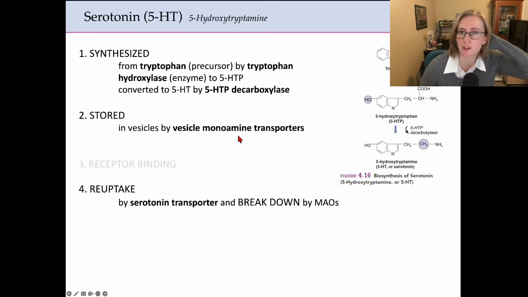Stored, same as dopamine, by vesicle monoamine transporters. And then reuptake, same as dopamine. We're not going to have dopamine, but serotonin transporters, and it's broken down by MAOs, which are monoamine oxidase.